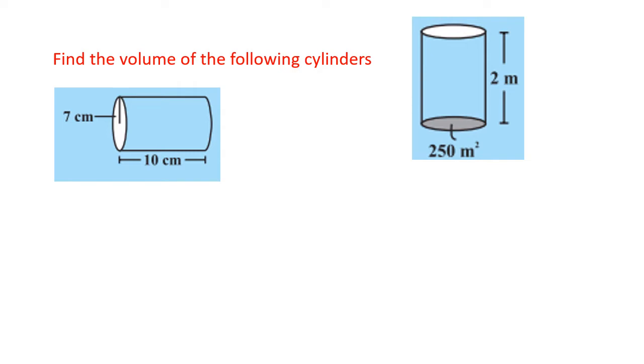We have to find out the volume of the following cylinders. Now look at the first cylinder. The cylinder is slanted. Here you can see what is marked. This is the radius, which is given as 7. So we took r equal to 7 centimeter, and the height of the cylinder, h, is equal to 10 centimeter. The radius is 7 and the height is 10.